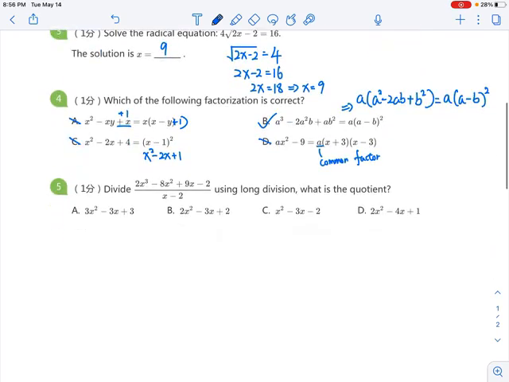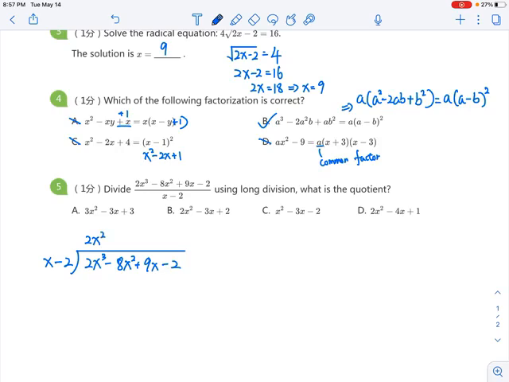Okay, so lastly, we can take a look at the next answer choice, which has about an 80% accuracy rate. For this one, we want to divide this expression using long division, and we want to see what the quotient is. To write down the long division, we first write down the dividend, which is 2x cubed minus 8x squared plus 9x minus 2, divided by x minus 2. Then we divide by x minus 2 by comparing the leading coefficients. So this will be 2x squared.